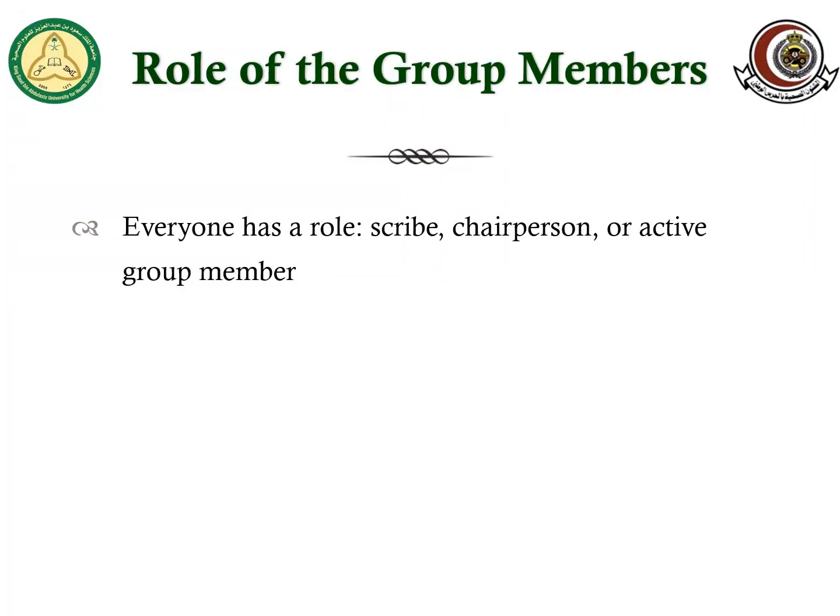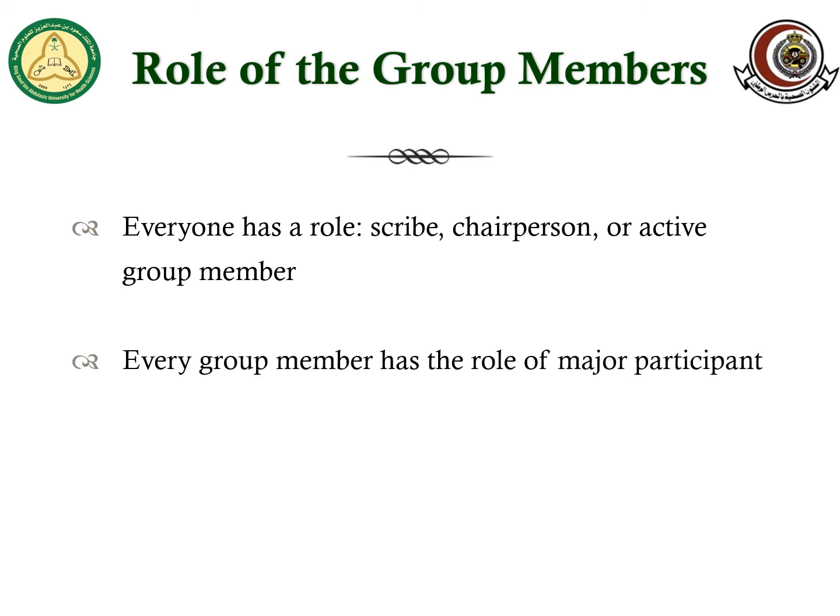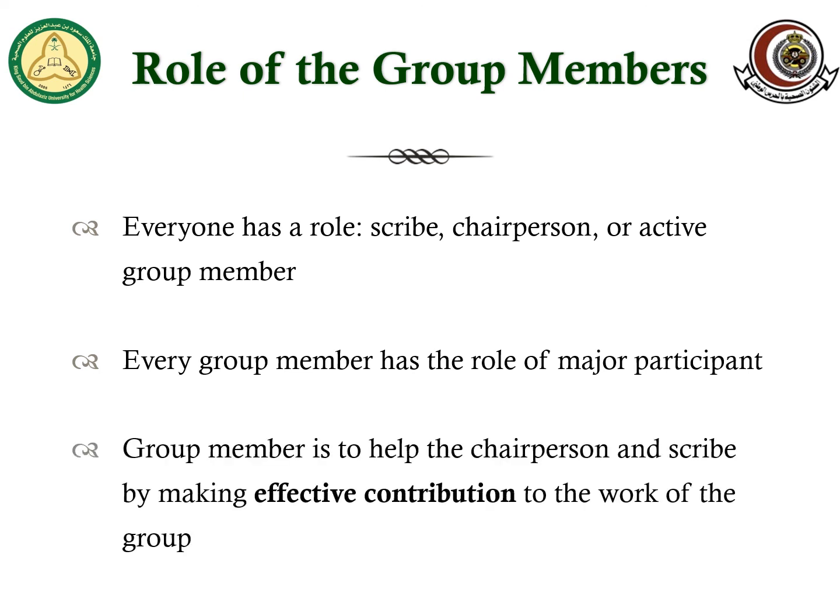Now the roles of the members, and I mean here all the learners. Everyone has a role: scribe, chairperson, or active group member. Every group member has the role of a major participant. Group members facilitate and support the chairperson and scribe by making effective contributions to the work of the group. It is better that each member is active and engaged.